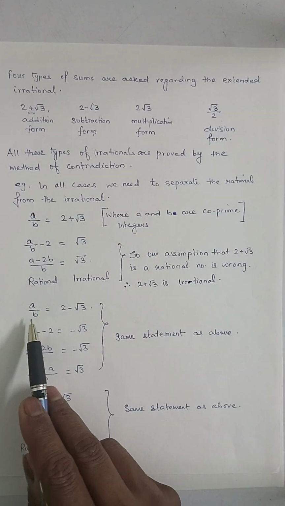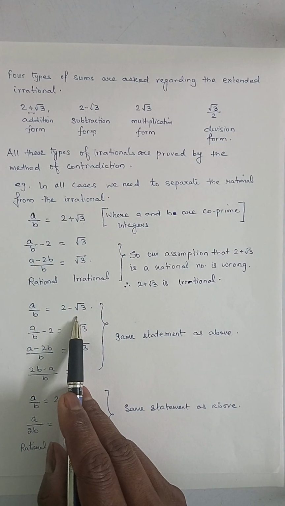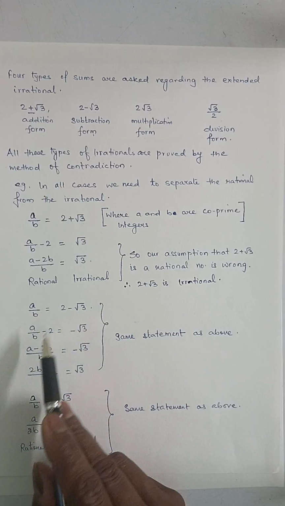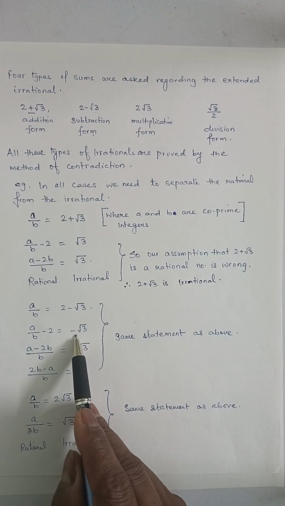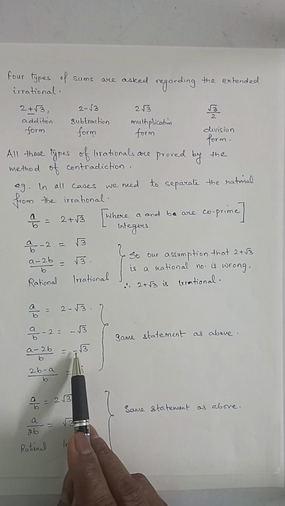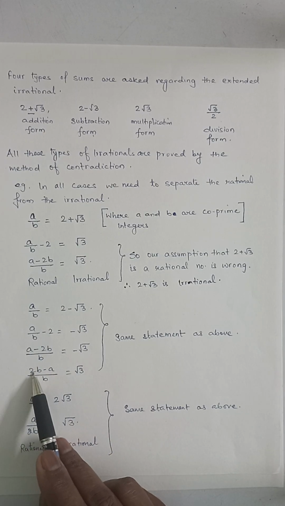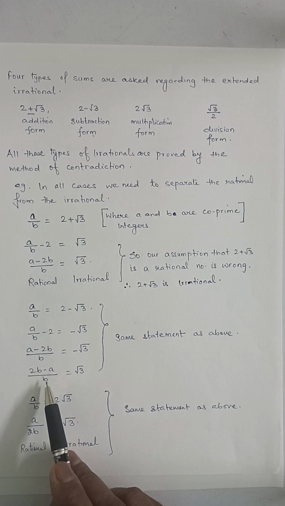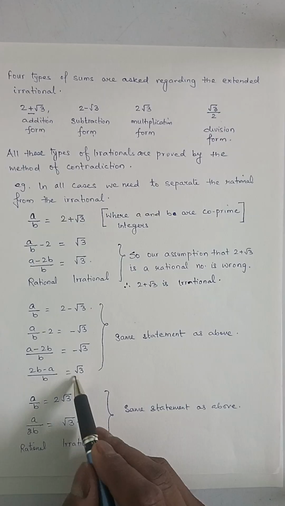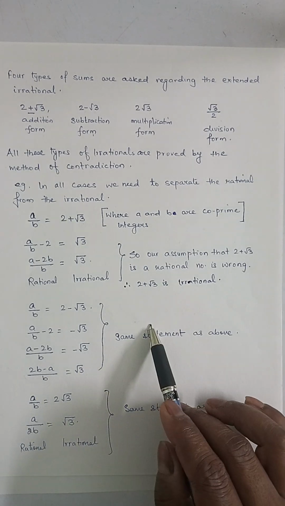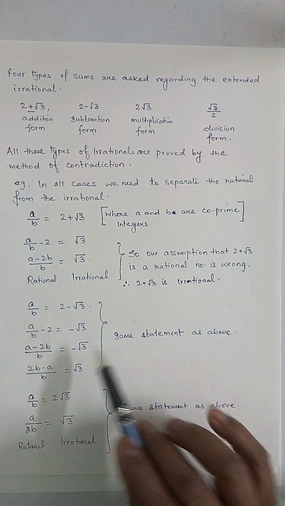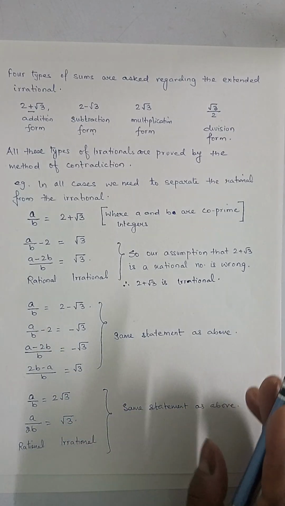In the same way, we are also going to prove the subtraction form to be irrational. Let a upon b equal 2 minus root 3, a upon b minus 2 equals minus root 3, a minus 2b upon b equals minus root 3, or by bringing this minus, this gets interchanged, this becomes 2b minus a upon b equals root 3. So the left hand side becomes rational and the right hand side becomes irrational. So our assumption that 2 minus root 3 is a rational number is wrong. Therefore 2 minus root 3 must be irrational.